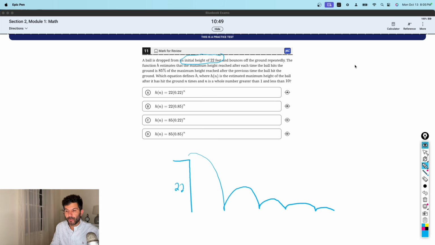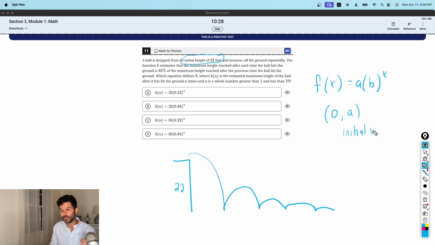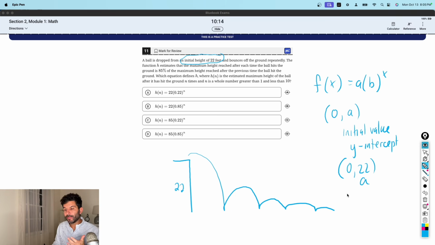So the very first thing I want to talk to you guys about is that this is an exponential function. And an exponential function looks like this. Now, let's talk a little bit about what an exponential function is basically made up of. The first thing is that your a value will represent your initial value, but it's also going to represent the y-intercept. So in this case, if I'm starting at 22, my y-intercept's at 0, 22. Well, guess what? That also represents my a value. So I'm already into this, guys, for f of x equals 22 times b to the x, or in this case, I might as well go with n.